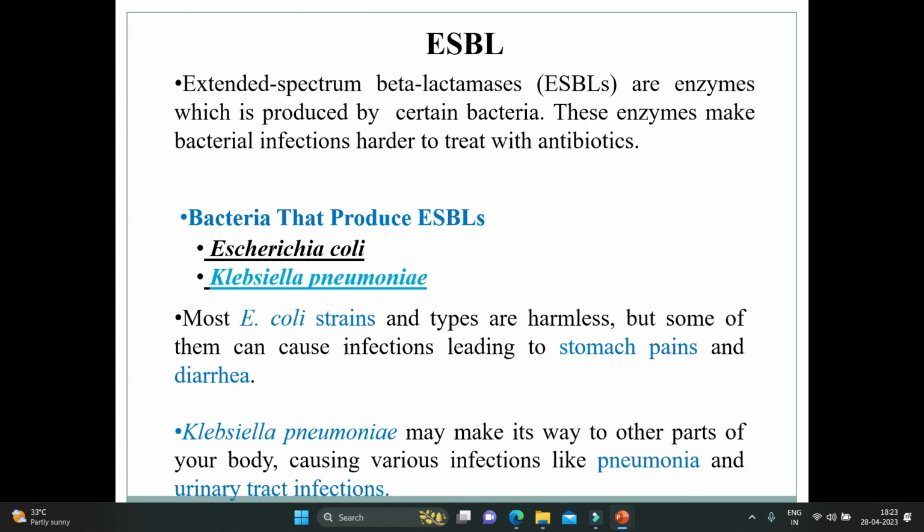So first of all, we should know what ESBL is. ESBL is basically a certain kind of enzyme secreted by gram-negative bacteria, which makes bacterial infection harder to treat with antibiotics. Let me give one example here. Suppose a person is infected with a certain kind of disease and we are giving an antibiotic to him. If the person is ESBL positive, the same antibiotic will not work on that person.